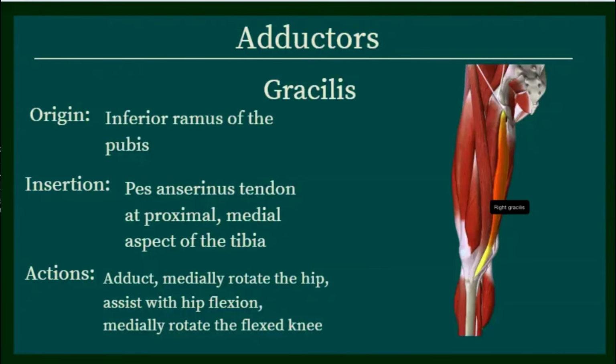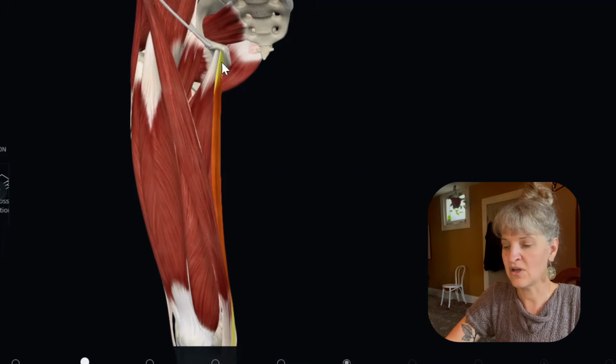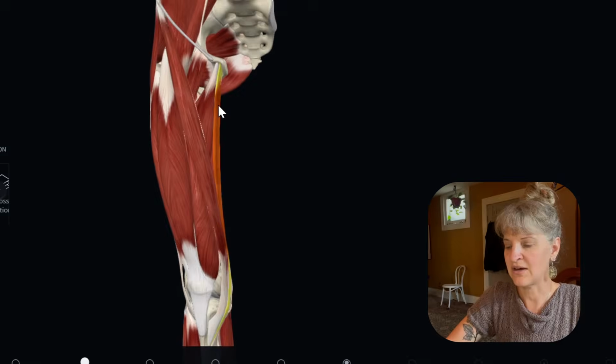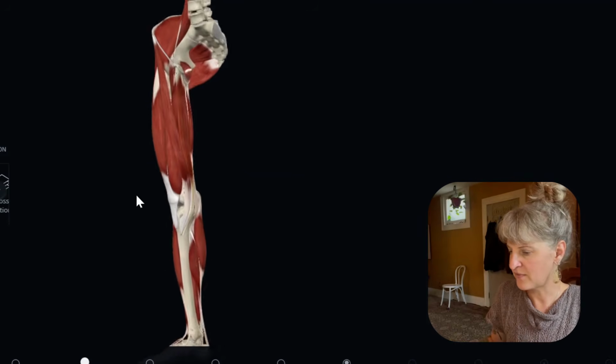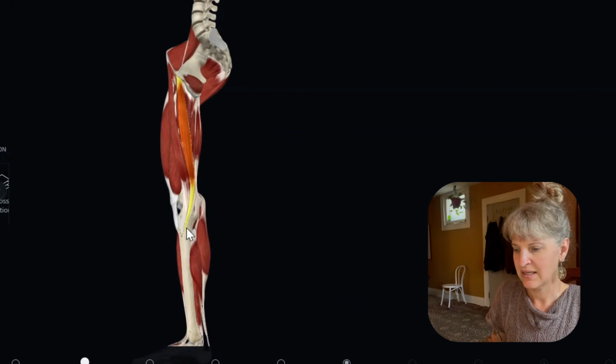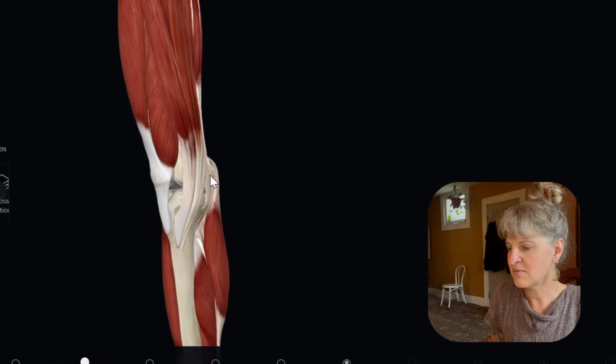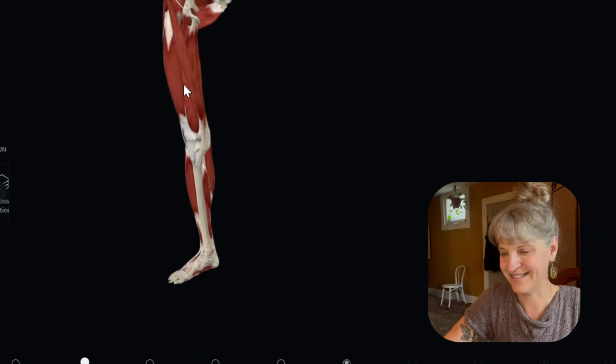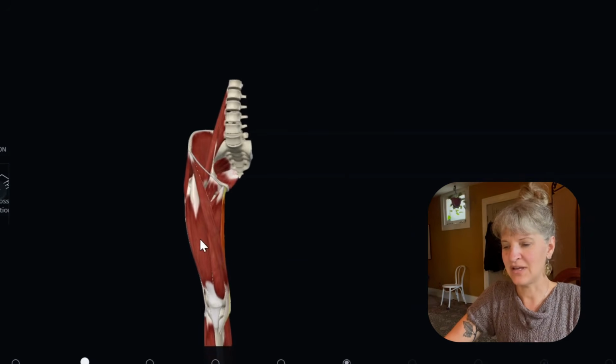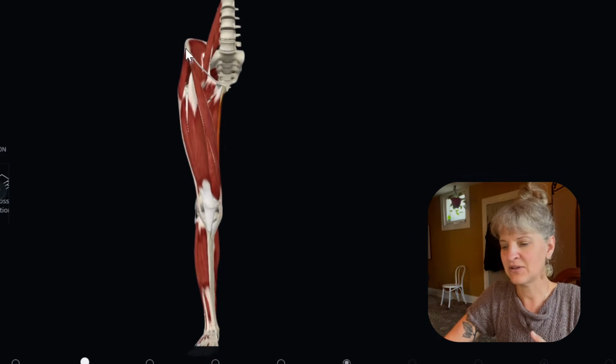originates at the inferior ramus of the pubis. That's down here low, and then it stretches down. Very sensitive little muscle. And then this other muscle is something else. It's not an adductor. What does it do? Hip flexes, laterally rotates, hip abducts, knee flexion, knee medial rotation.